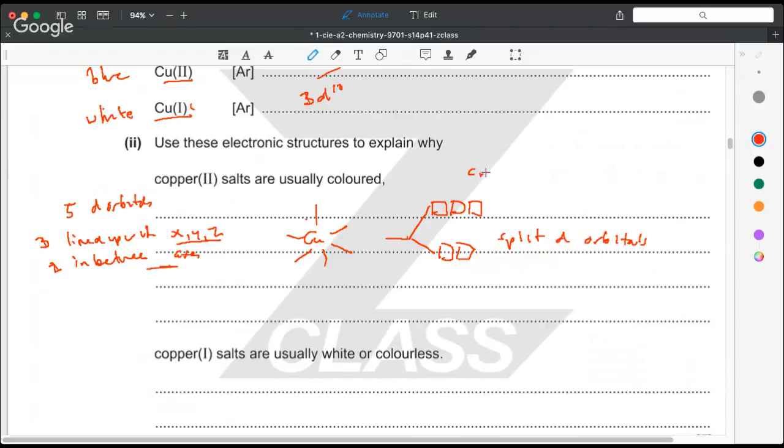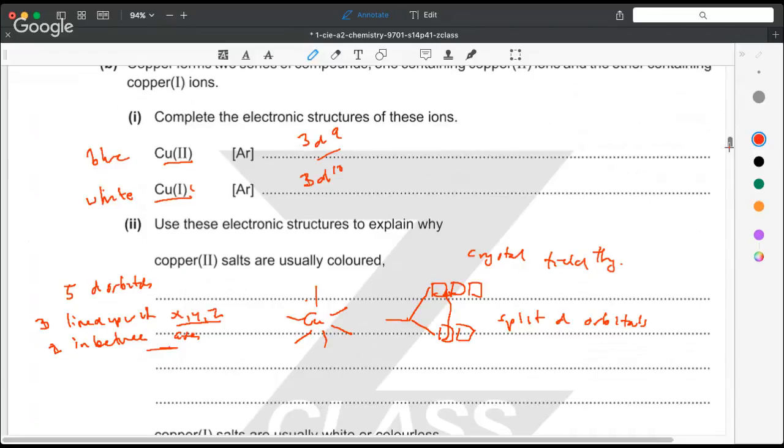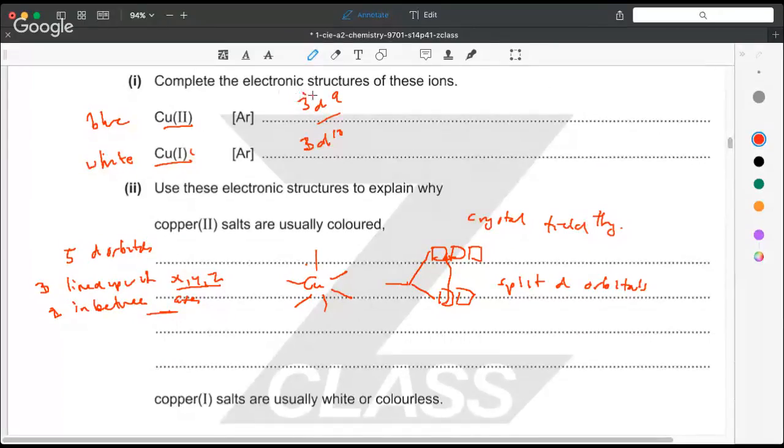And the theory about that is called crystal field theory. Okay? It means that as the ligands bind to the copper, 3 of the d orbitals get raised in energy compared to the 2 which aren't raised. And that means that it's possible for an electron to be promoted from a lower to a higher orbital. Because you can see up here, with copper 2+, there's actually a space in one of the d orbitals.